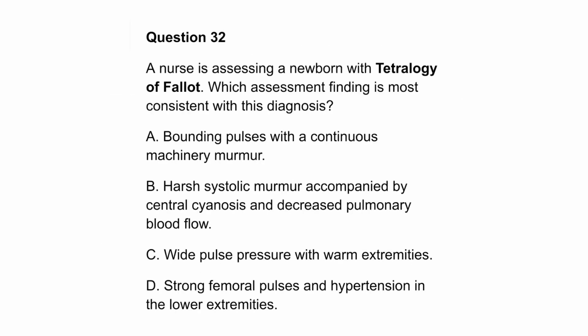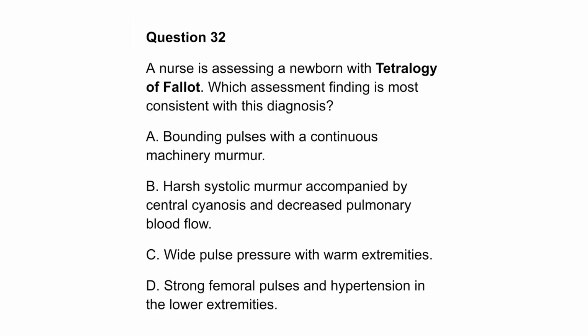Question 32. A nurse is assessing a newborn with tetralogy of Fallot. Which assessment finding is most consistent with this diagnosis? A. Bounding pulses with a continuous machinery murmur. B. Harsh systolic murmur accompanied by central cyanosis and decreased pulmonary blood flow.